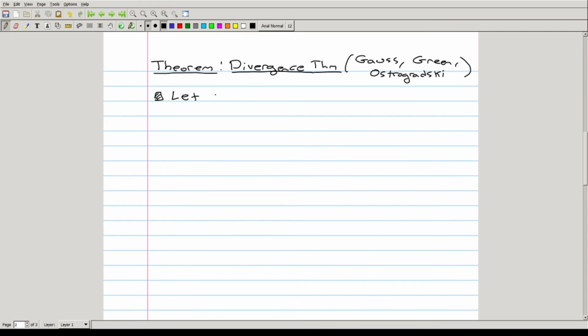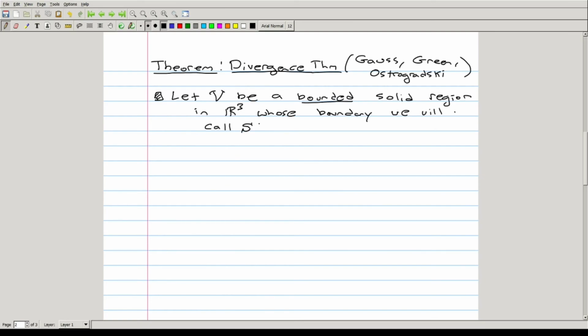So we're going to let volume V be a bounded solid region in three-dimensional space whose boundary we will call S. In certain sources it's sometimes denoted by a partial derivative sign next to the V, for boundary of V.